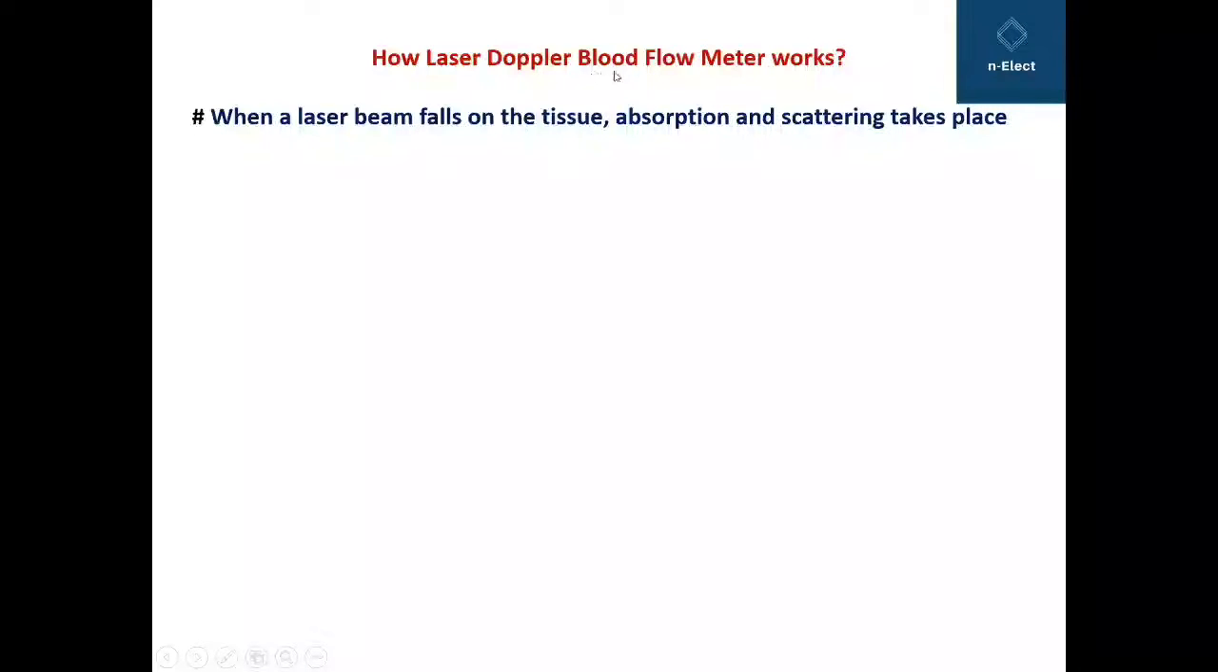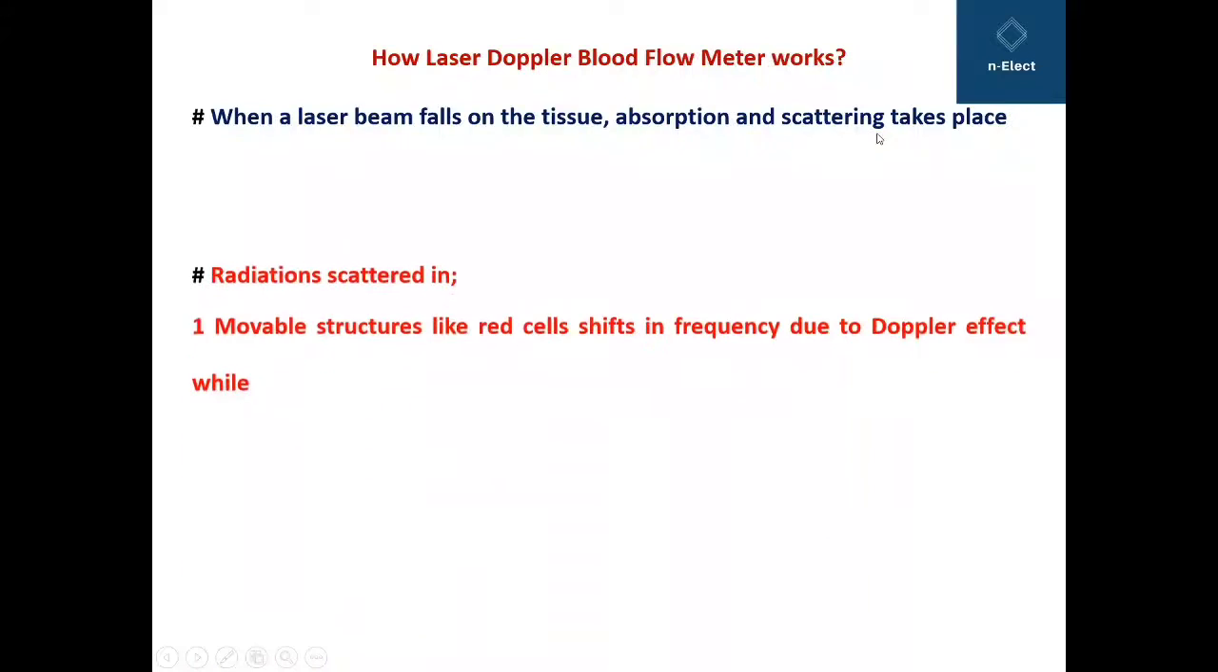How does the laser Doppler blood flow meter work? This may be the first question which can come to your mind, and in this slide we are mentioning it stepwise. When a laser beam falls on the tissue, there are two phenomena which take place: one is absorption and the second is scattering of the light beam.